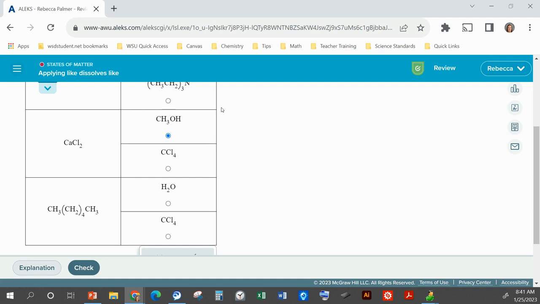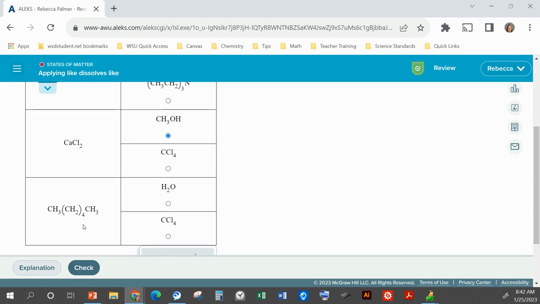So remember, anytime you have 4 groups that are identical around a carbon, this is going to be non-polar. As soon as you get one different group, that's going to be polar. Okay, so ionic dissolves in polar.